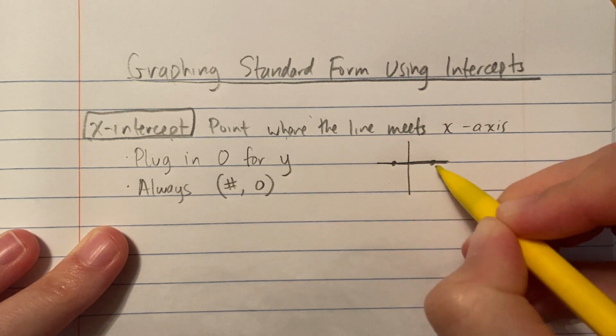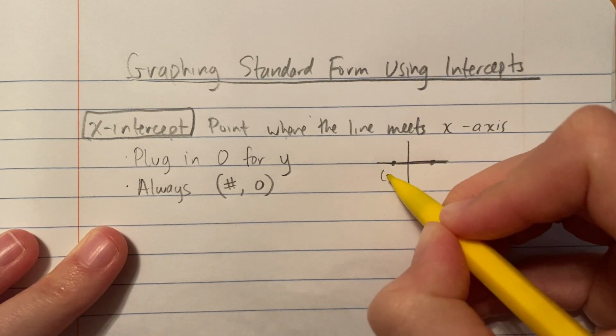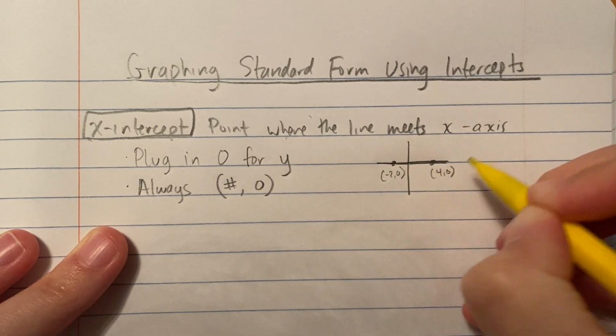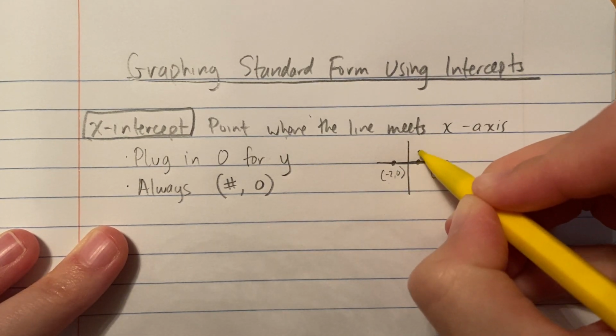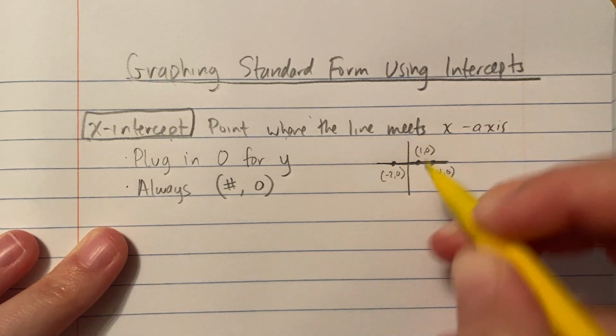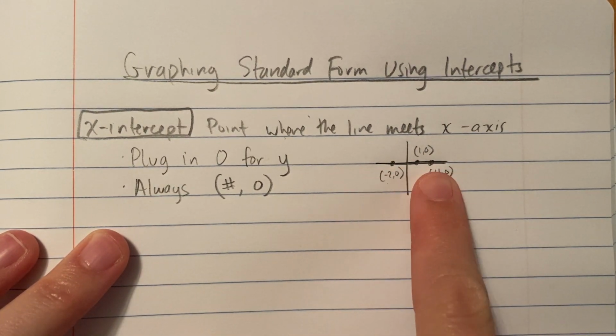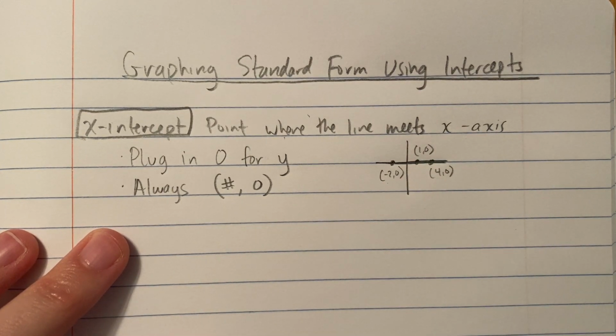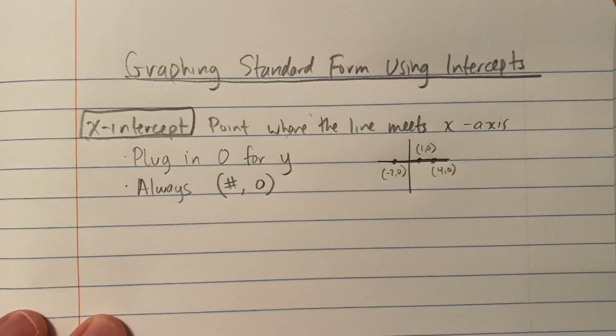So think about these points, right? I'm just making up numbers here. This could be -2, 0. This could be 4, 0, right? This could be 1, 0, whatever it is. But notice that if I have a point that's on the x-axis, the y value has to be 0. That's just the way that the point values work, right?